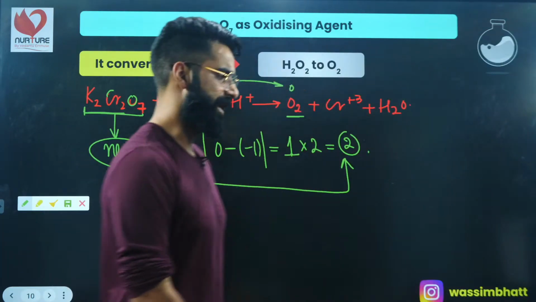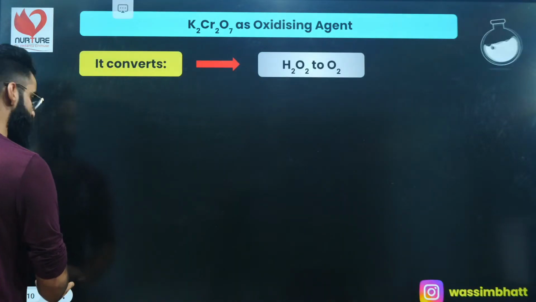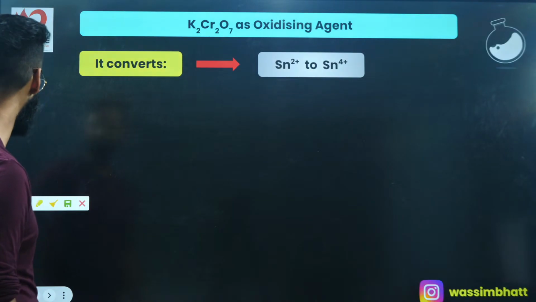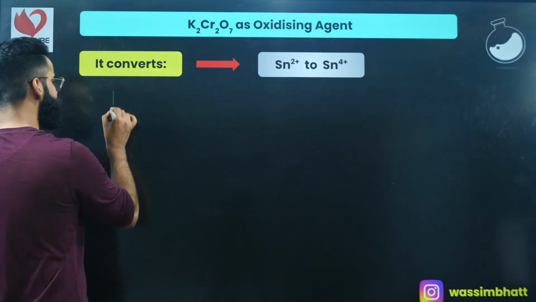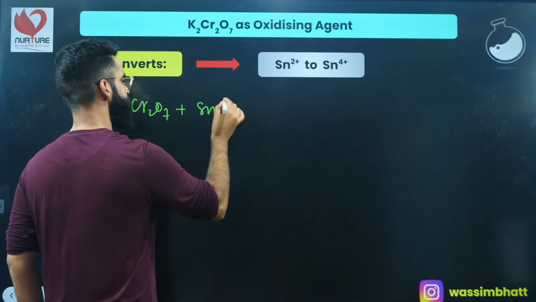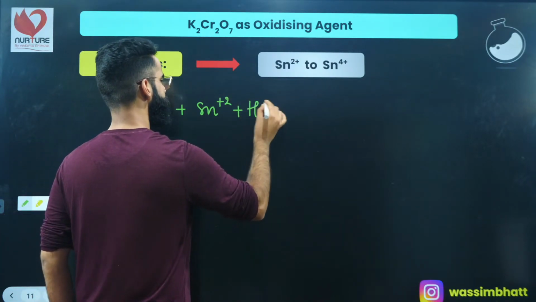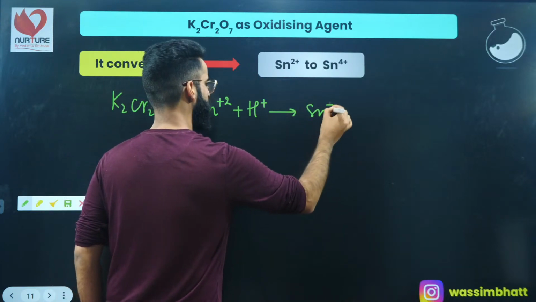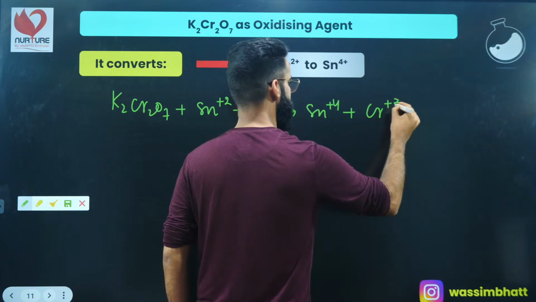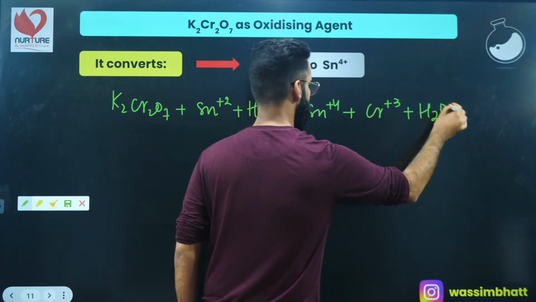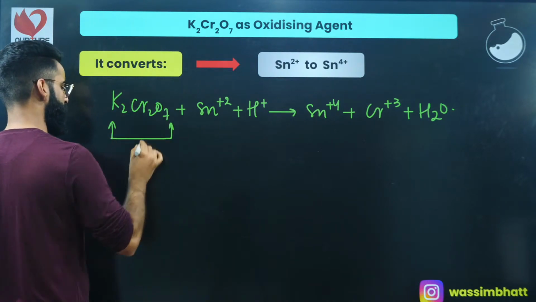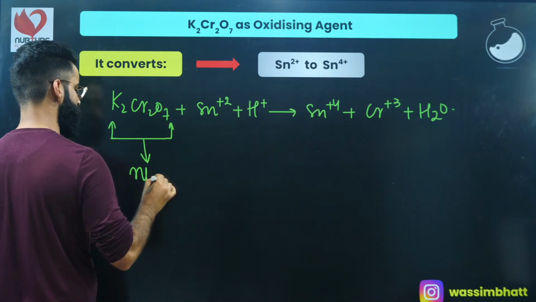Let me focus on a few more reactions of your K2Cr2O7, then only we can do some questions. Maybe this is the last reaction. The same K2Cr2O7 converts Sn dipositive in acidic medium into Sn plus 4, and itself gets converted to Cr tripositive, and with this you'll be writing H2O as well. First of all, K2Cr2O7 is participating in the acidic medium, so its N factor is going to be 6, right?